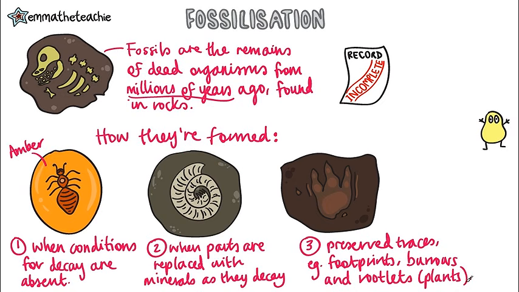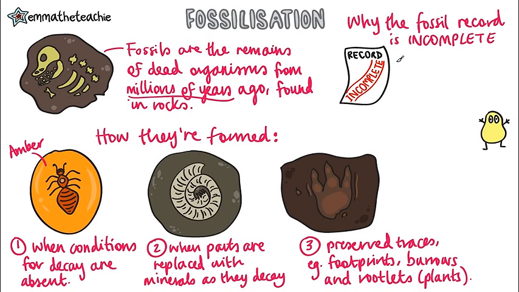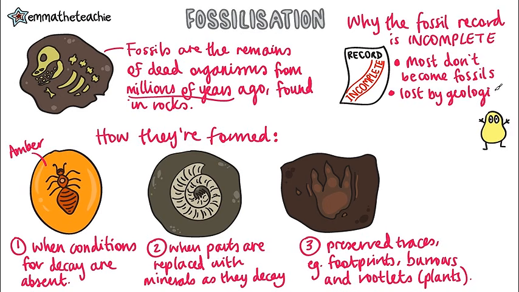We can learn from fossils how much or how little different organisms have changed as life developed on Earth, but the record is incomplete. Let's look at why it's incomplete. Well, first of all, most organisms that die don't actually become fossils. Then early fossils have actually been lost by geological activity. For example, when the crust moves and is pushed down into the mantle, the fossils get destroyed.